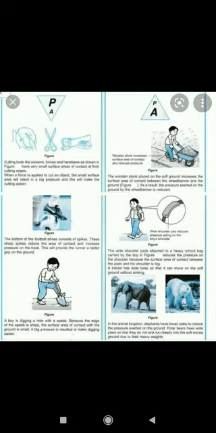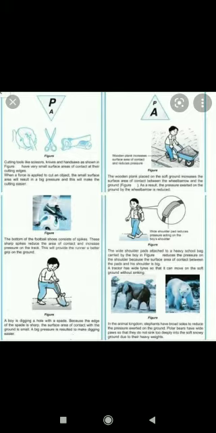Now, knives, cutting blades, and scissors have a small surface area. Their contact area is small, so the pressure applied is more. The bottom of football shoes consists of spikes. These spikes reduce the area of contact, and hence the pressure on the track increases. The area is small, pressure is more, and that gives better grip on the ground. A boy is digging a hole with a spade.